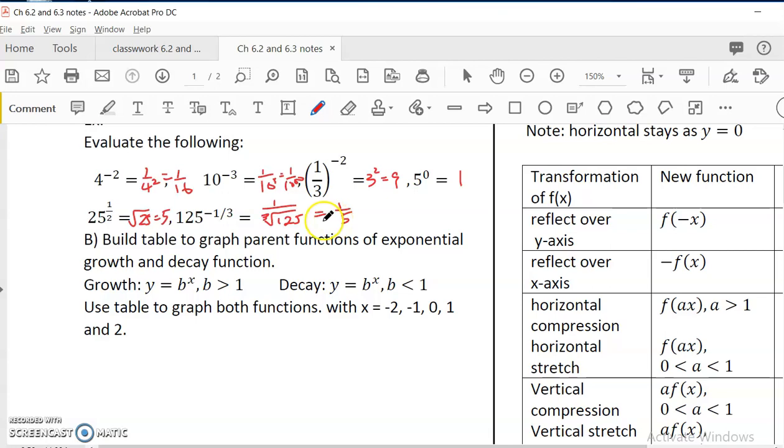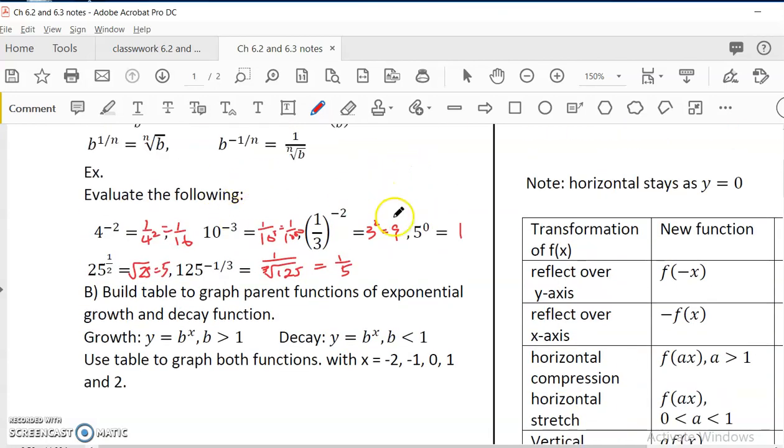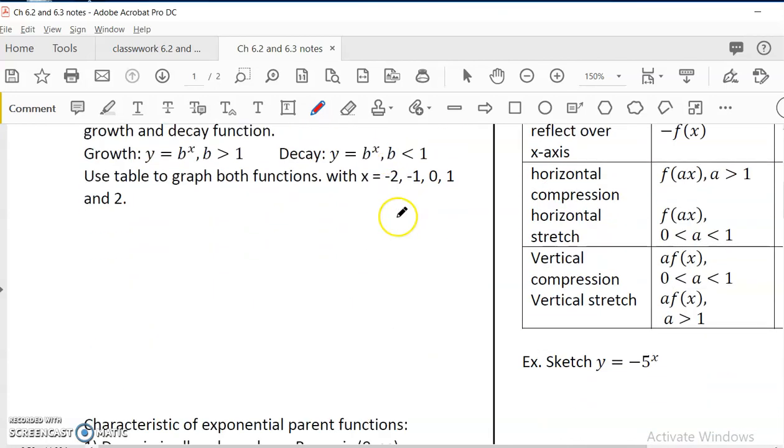So if you know how to evaluate these, then you can build a table. Let's try to build a parent function of the exponential function where a would be 1. So our really basic exponential function is y equals b to the x, where b is any number greater than 1.